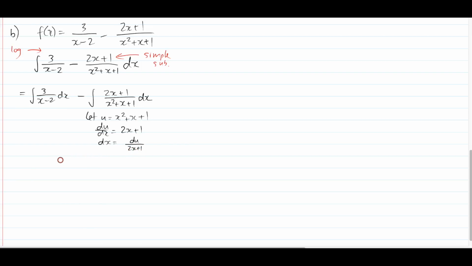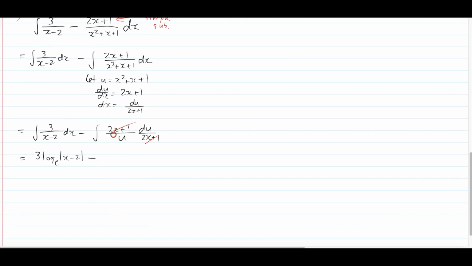And then of course, if I was to rewrite this again, 3 over x minus 2 dx, minus (2x plus 1) over u, because u is now x squared plus x plus 1. dx is du over 2x plus 1. What happens to the 2x plus 1? They cancel out. And then you can start anti-deriving. Okay, so 3 over x minus 2, you get 3 log e, make sure you put the mod of x minus 2, and then minus. So this one over here is just 1 over u and then anti-derive in terms of u. You get minus log e mod of u.